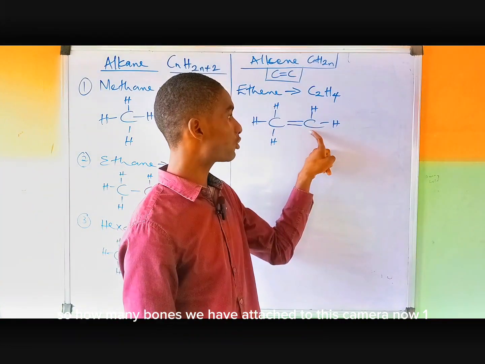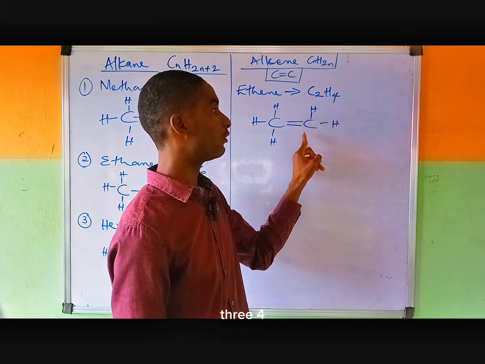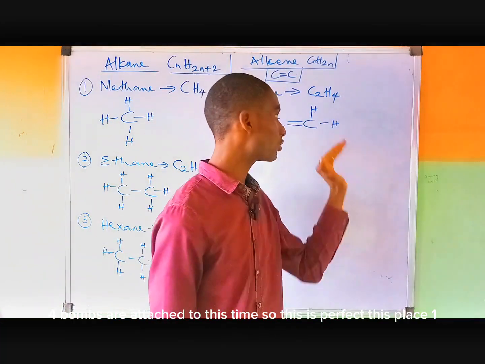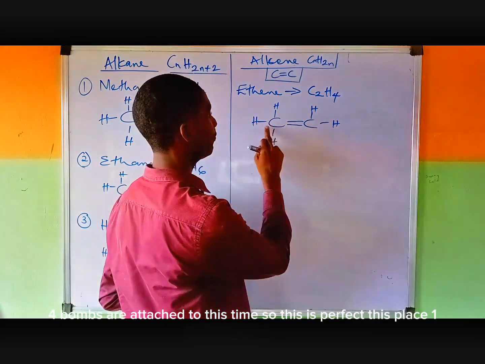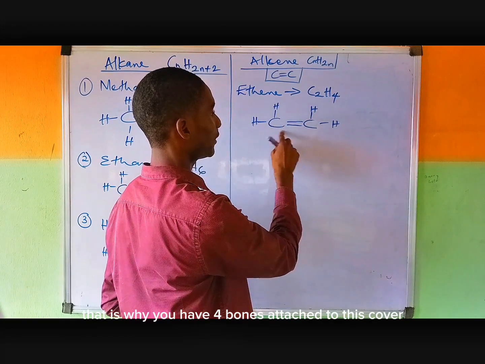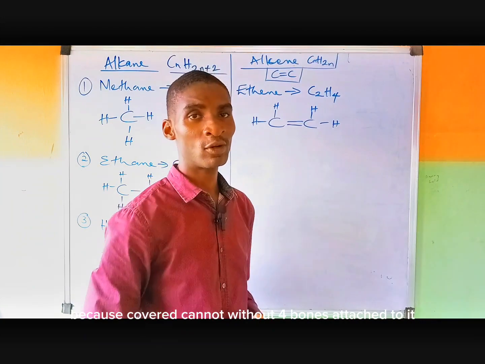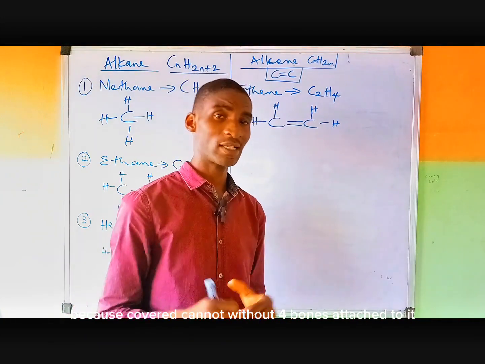So how many bonds do we have attached to this carbon now? 1, 2, 3, 4. 4 bonds are attached to this carbon. So this is perfect. This place 1, 2, 3, 4, 5. No, one has to go. And that is why you have 4 bonds attached to this carbon, because carbon cannot have more than 4 bonds attached to it.